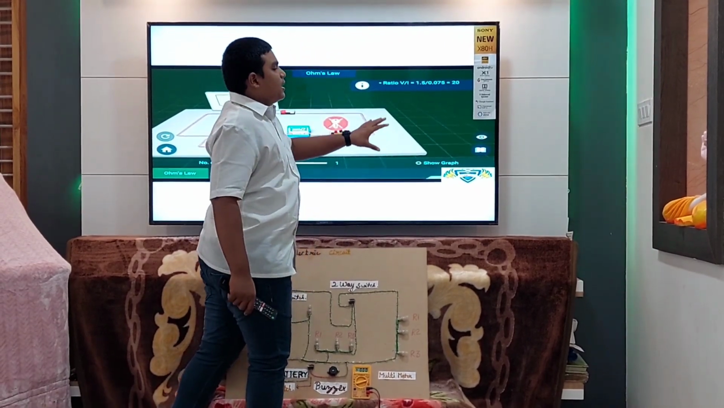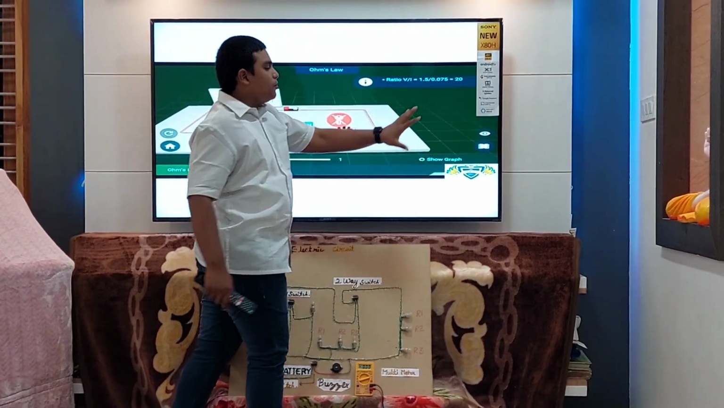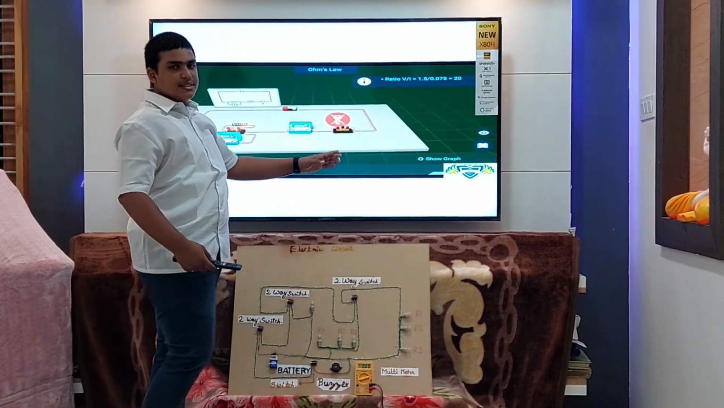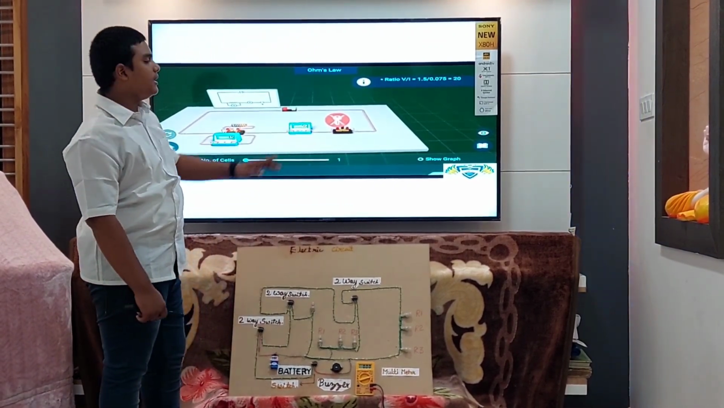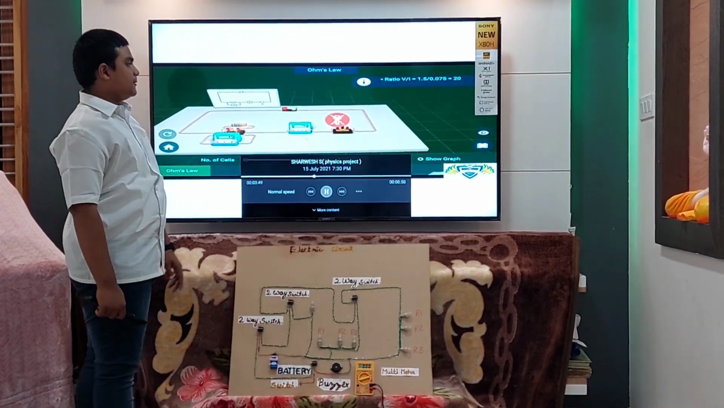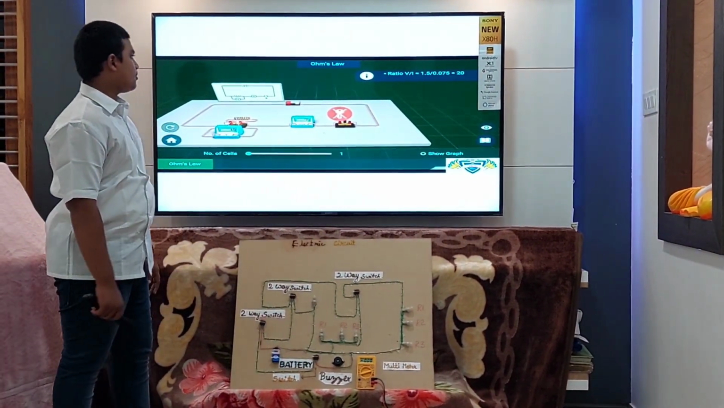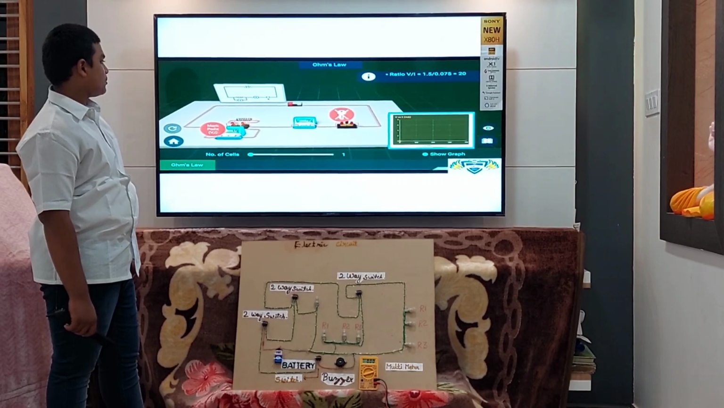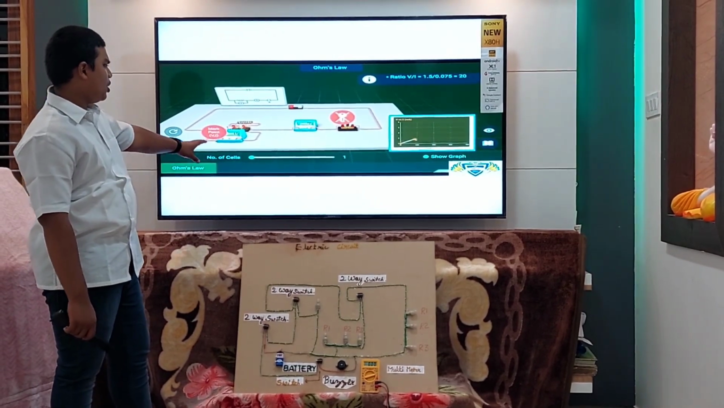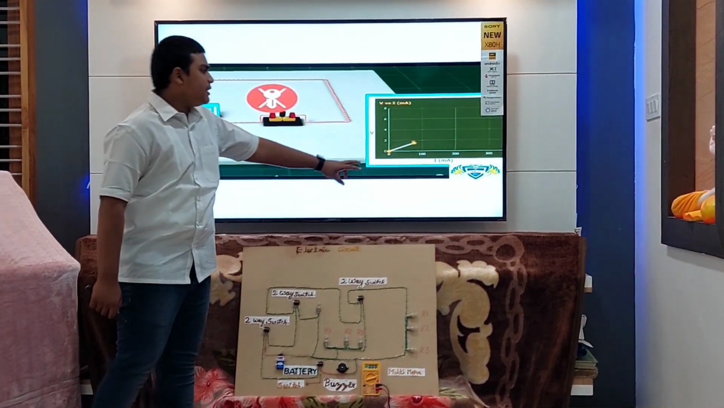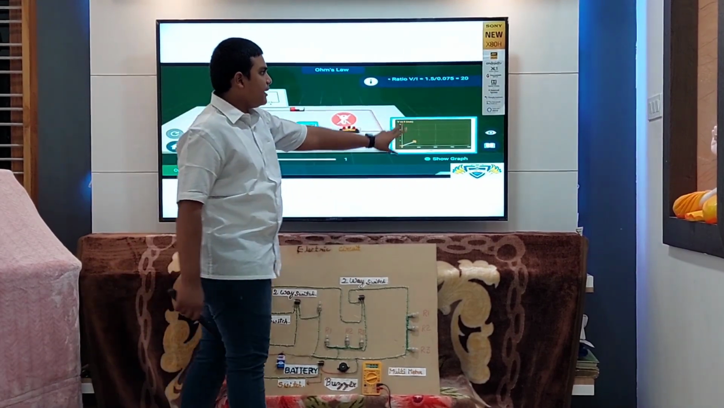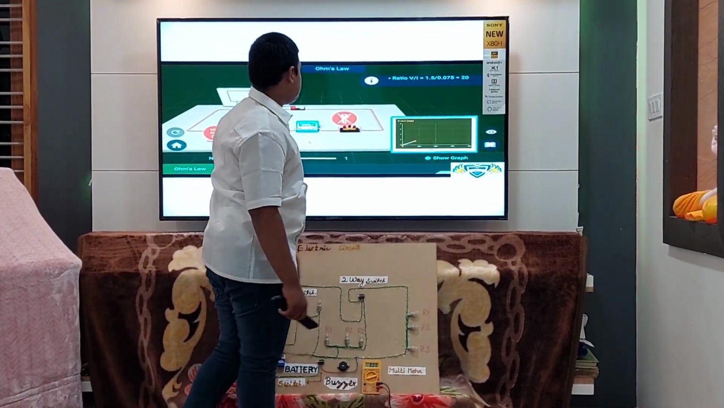By taking these values, we should plot the graph. Let me see how we should plot it. The ammeter is showing the current flowing through it as 75 milliamperes. Mark this point in the V versus I graph. You can see here they are marking V and I.